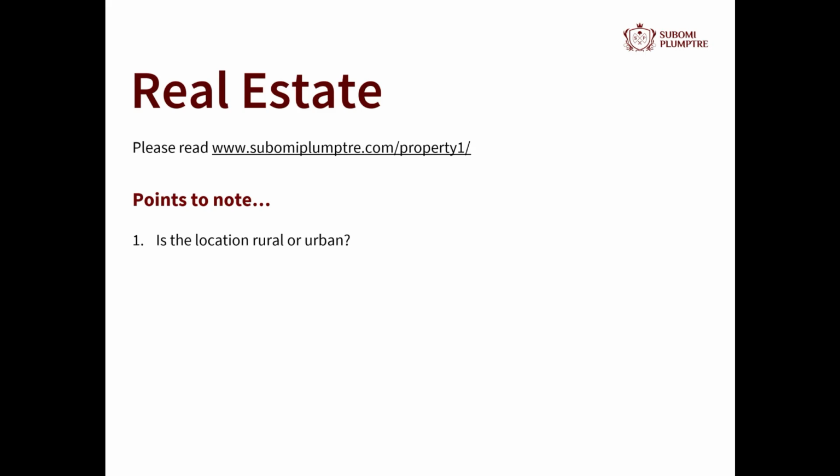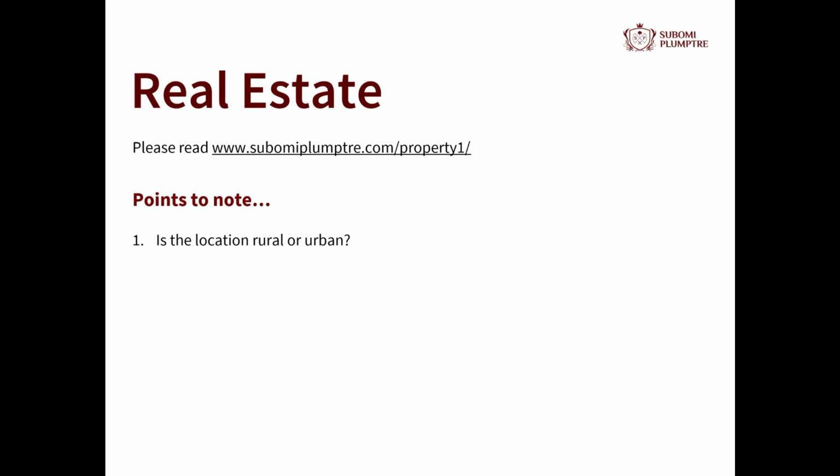For urban land, obviously the price is going to be more expensive. So at this point, is it worth the price point? Is the value going to appreciate? Obviously, you already have utilities for urban land. There's already water in the area. There's already electricity in the area.